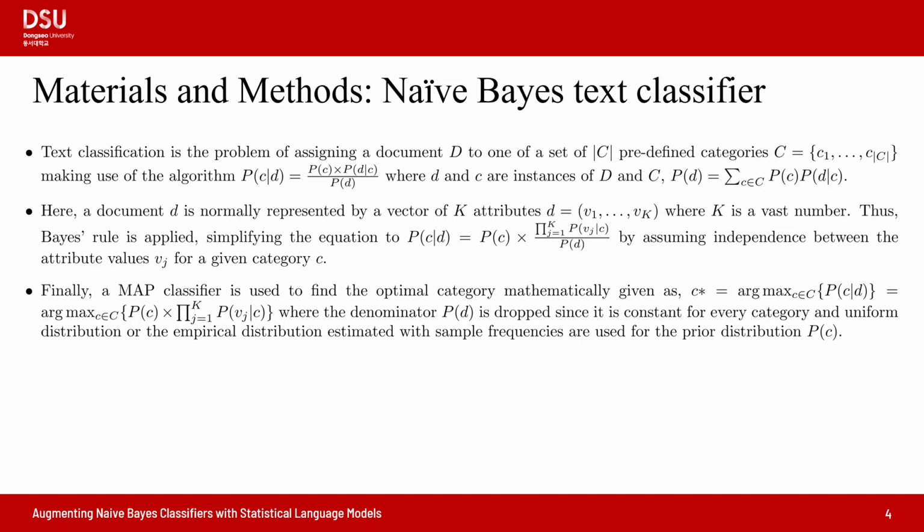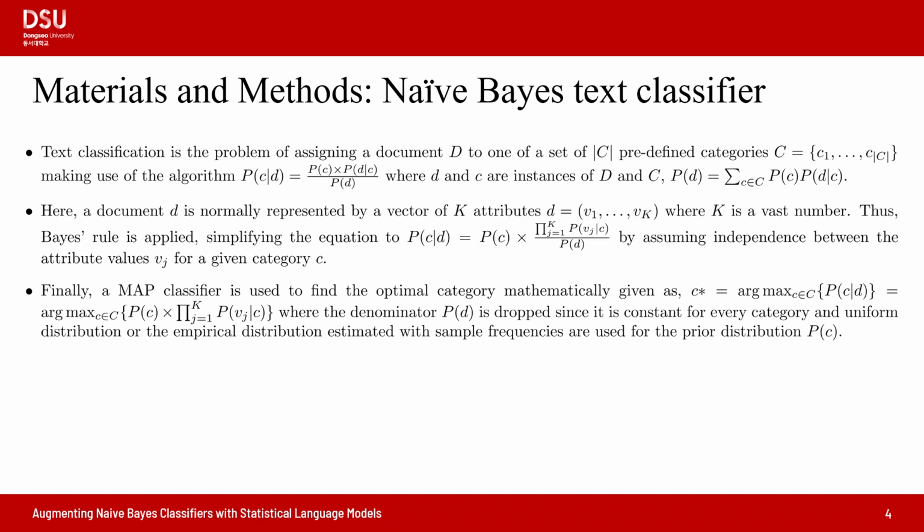So the materials and methods: first we will see the naive Bayes text classifier that the authors introduce. So in text classification, it's the problem of assigning a document D to a set of C predefined categories, where C is equal to C1 to CC. It's the number of categories we have, making use of an algorithm where P of C given D is equal to the probability of C times probability of D given C divided by probability of D.